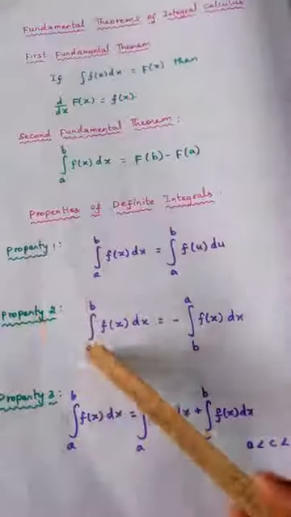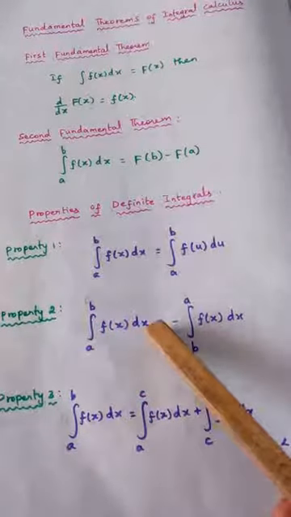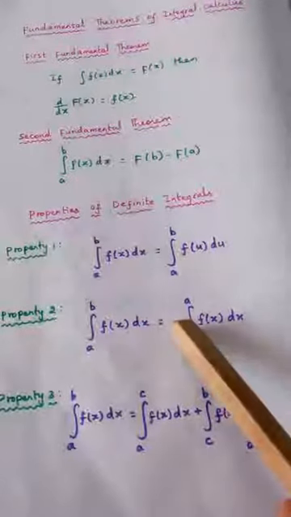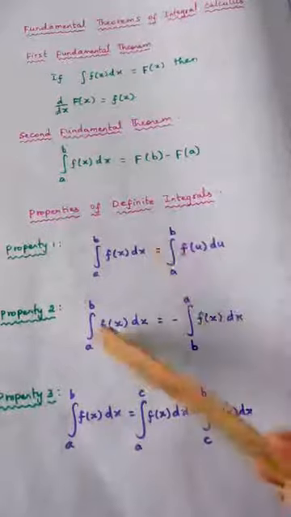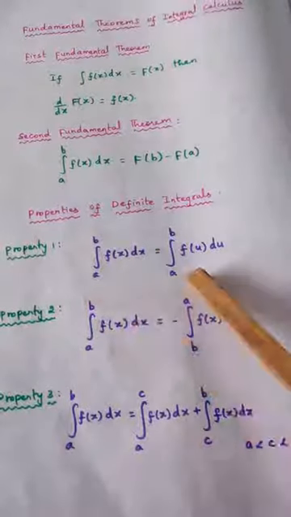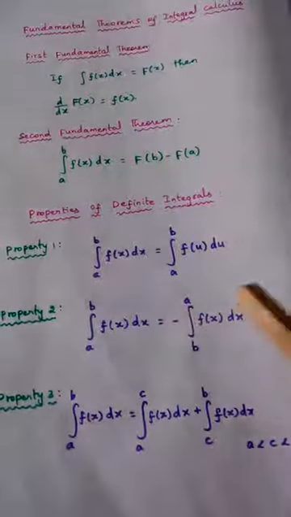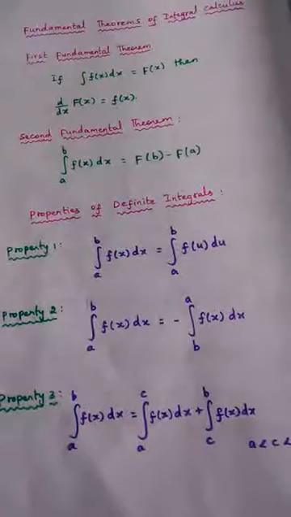Property 2. Integral a to b f of x dx can be written as minus of integral b to a f of x dx. So the limits can be interchanged by putting a minus symbol. That is what property 2 says.